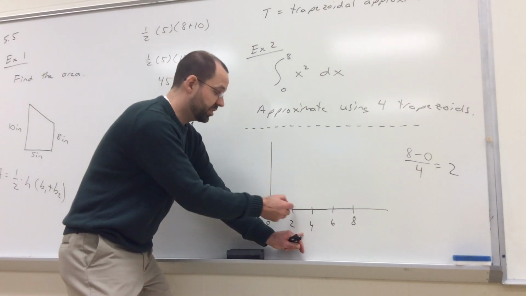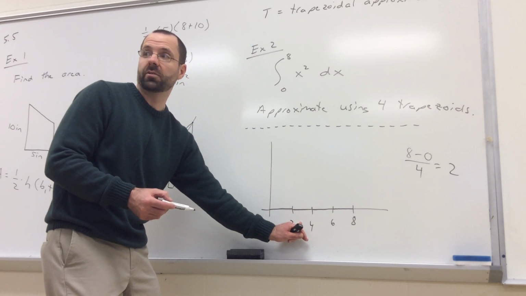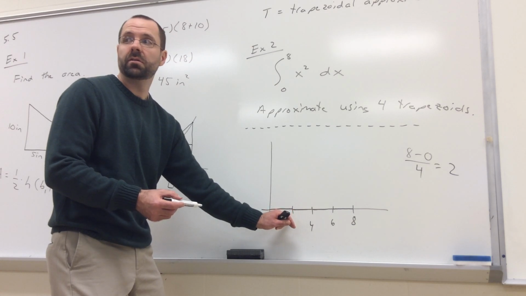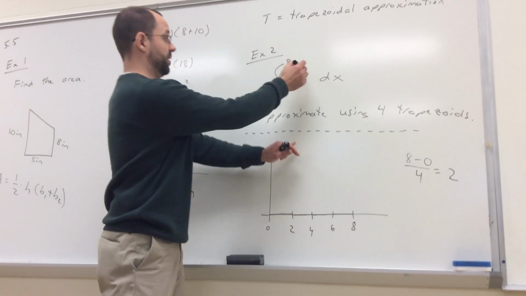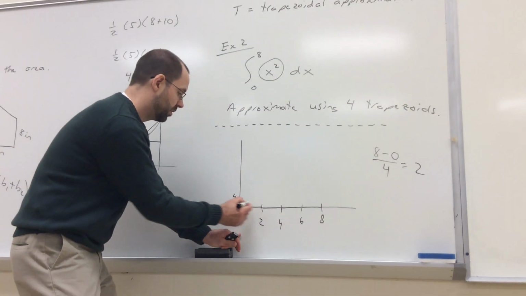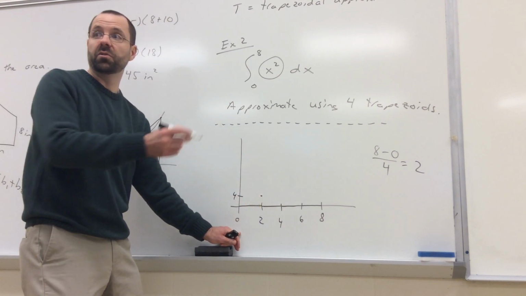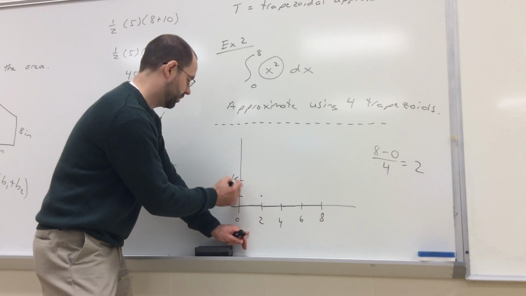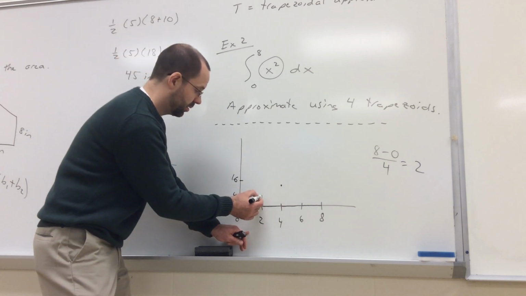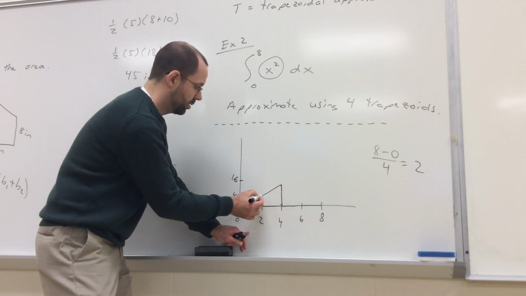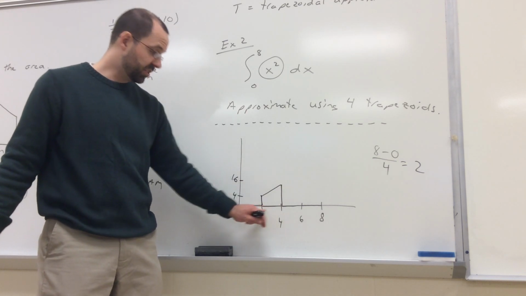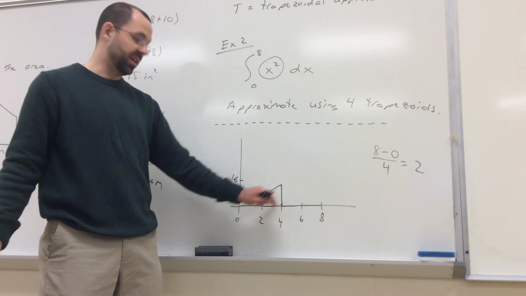Okay, so I'd like to start with this trapezoid, the one that goes from 2 to 4. How would I find the height at 2? Square it, just because the function is x squared, right? So 2 squared is 4. So I have a dot there at the point (2, 4). And then at 4, 16. And then I'm going to draw a trapezoid in there. And the area of that trapezoid is 1/2 times 2 times 4 plus 16.